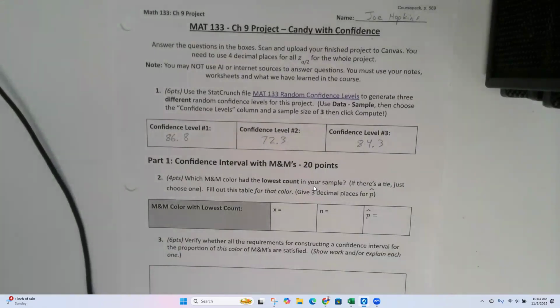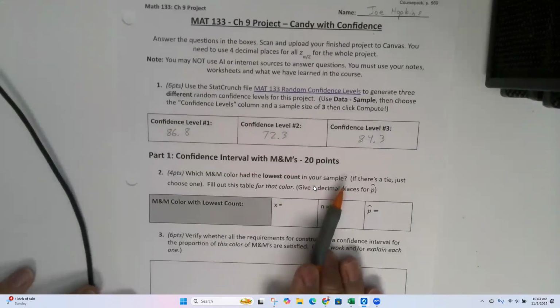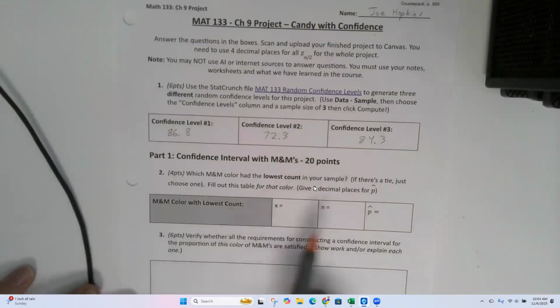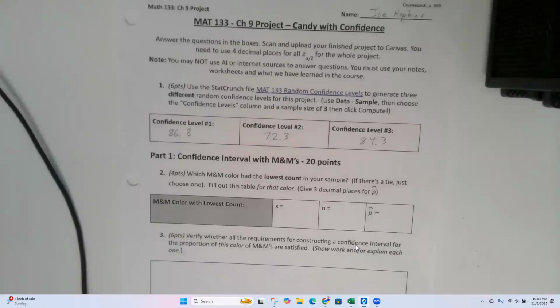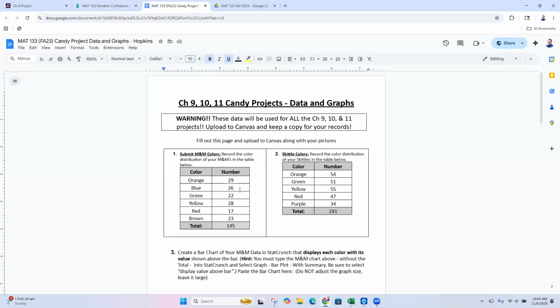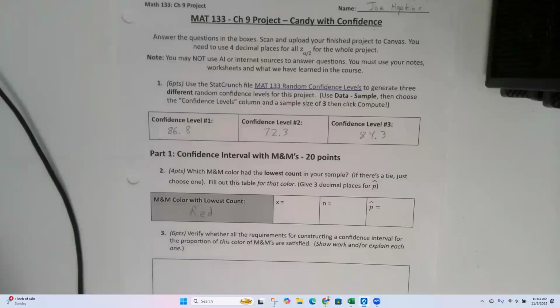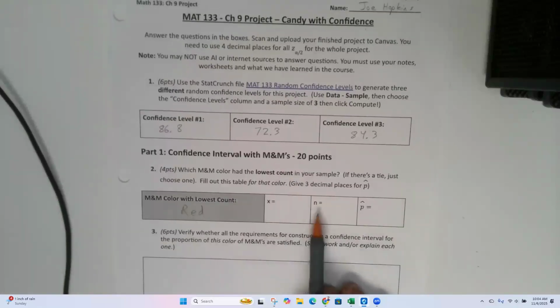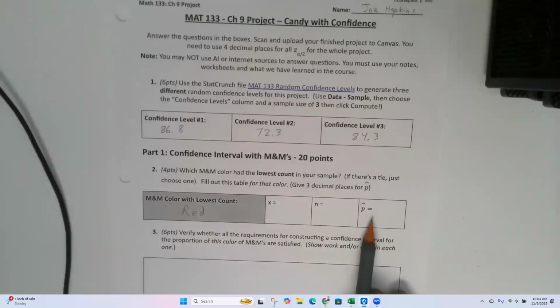So part one, M&Ms. Which M&M color had the lowest count in your sample? Fill out the table for that. So my M&Ms, my lowest was red. And so I need to fill in X, N, and P hat.